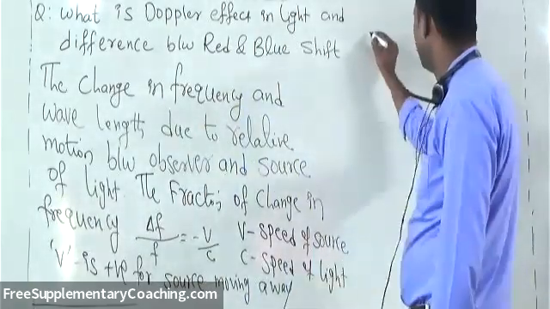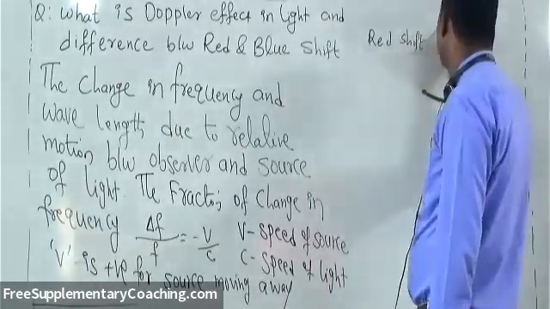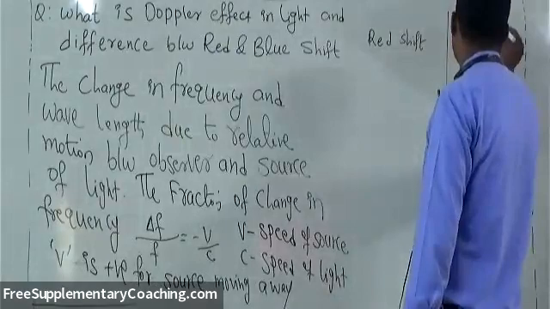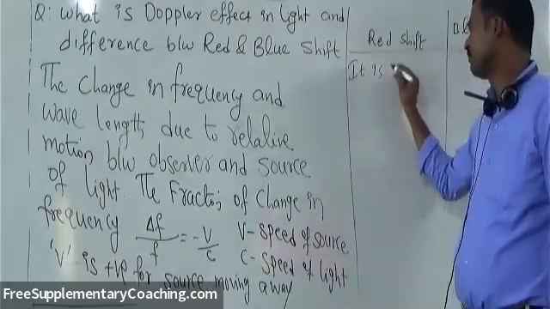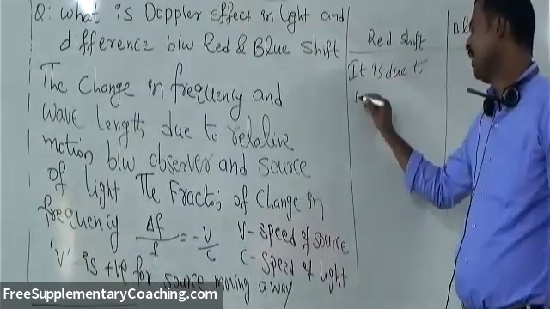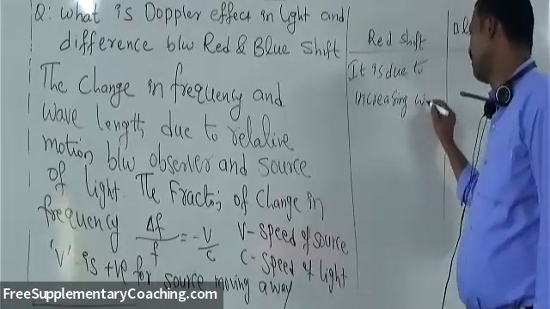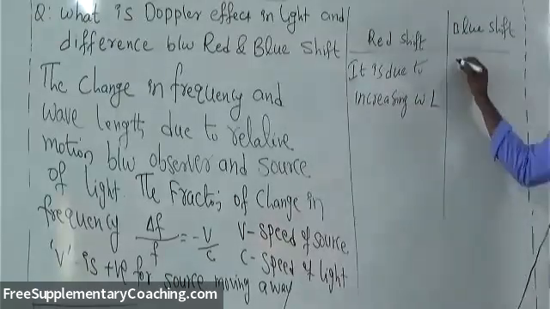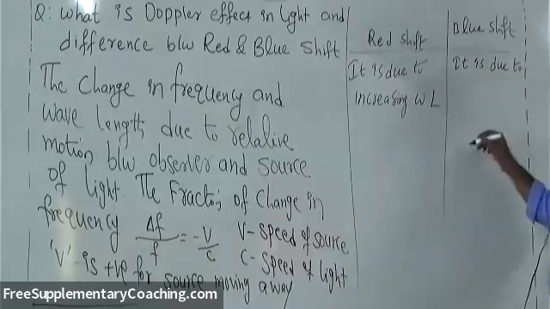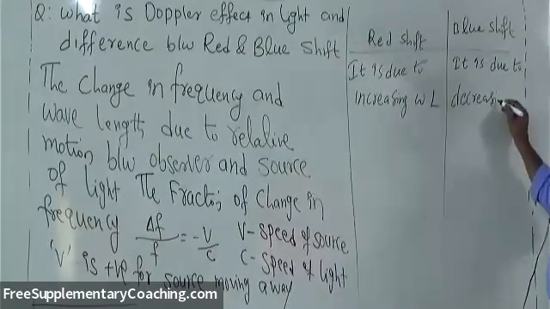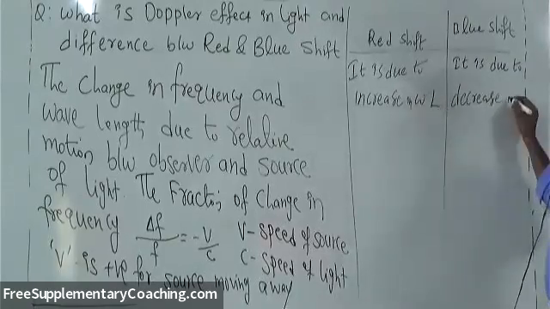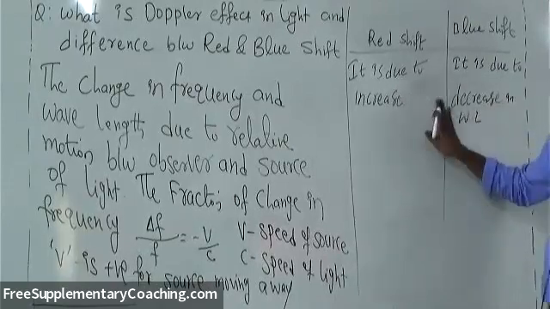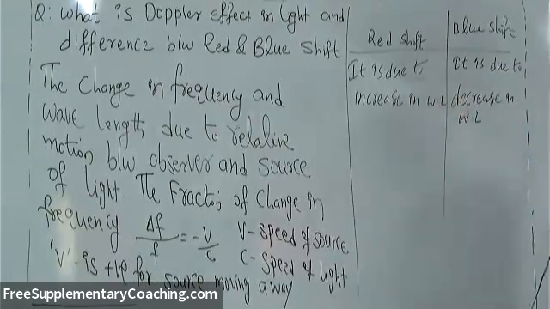Okay. So the difference you want to write here: red shift here and blue shift here. Red shift is due to an increase in wavelength, and blue shift is due to a decrease in wavelength. Correct?